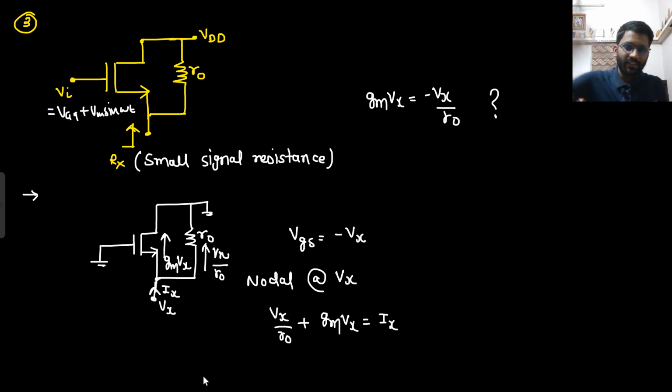Right. So gm Vx current plus Vx by r0 current is equal to Ix. So what is the resistance you get?